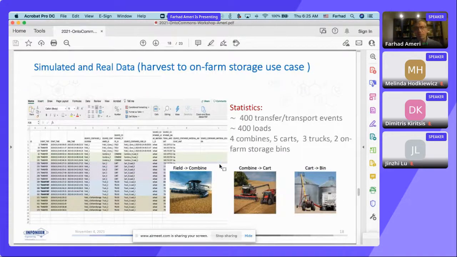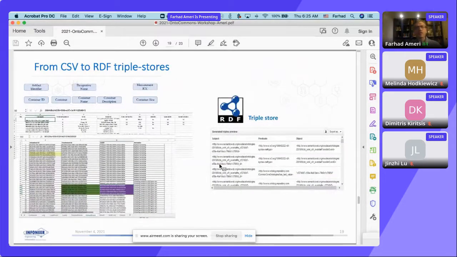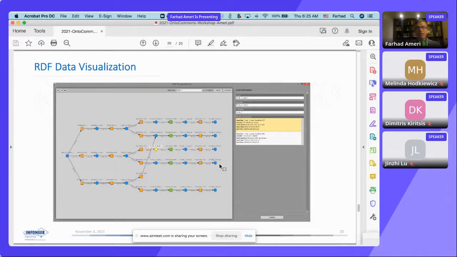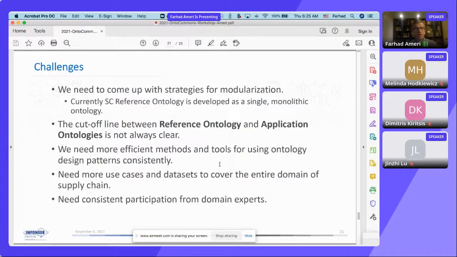We validated the ontology using some simulated and real data from a harvest to on-farm storage use case, and we created RDF triples and a tool to visualize the triples. In that way, we can do the traceability process much more easily because we can actually see the sequence of operations in the supply chain. So that's my last slide.